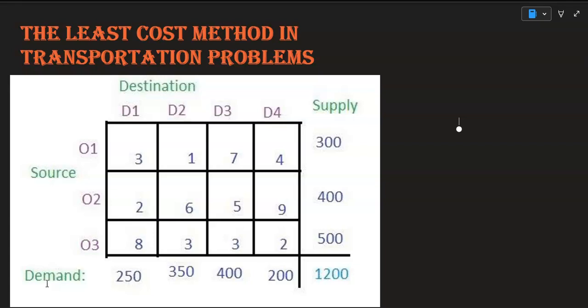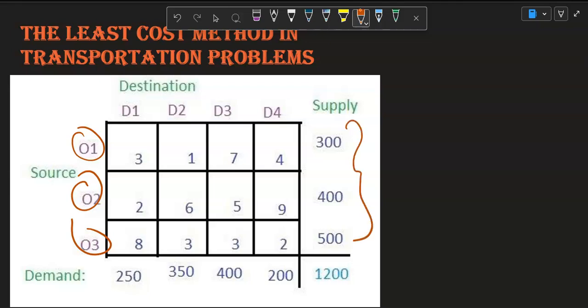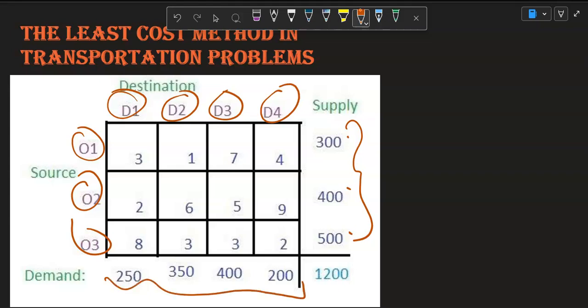Okay, so you have this. Let me do this. You have O1, O2, and O3 as your sources or your factories. Basically, the capacities of these factories are 300, 400, and 500. And you have destinations or stores that particularly need these products. Okay, and you have D1, D2, D3, and D4 as your stores or your destinations where these particular products are supposed to go. And these stores require these capacities here.